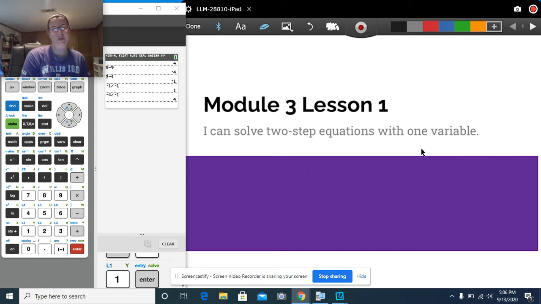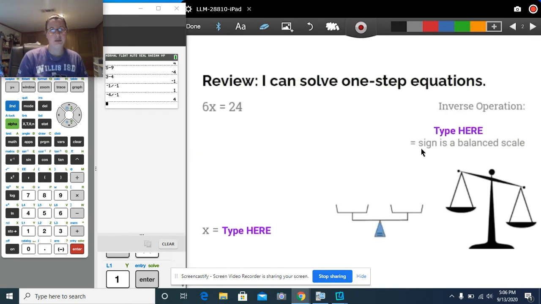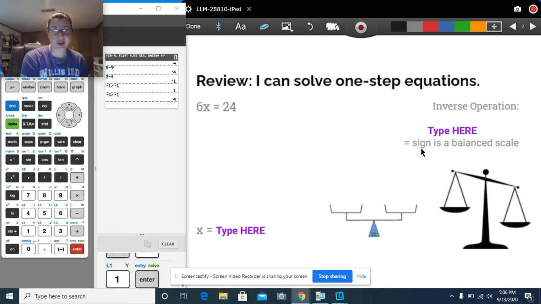Hi, we are going to be working on solving equations today. Our end goal by the end of the day is to meet the learning target: I can solve two-step equations with one variable. But before we get into that, we are going to take a little trip back down memory lane and talk about solving single-step equations from sixth grade. The learning target we talked about then was: I can solve one-step equations.